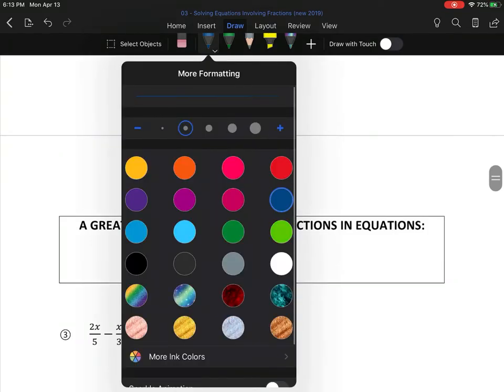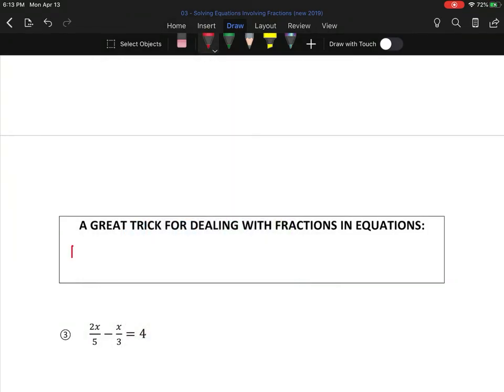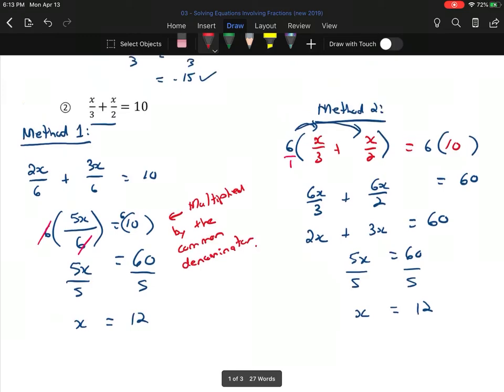And how do we clear fractions out? Here's a great trick for dealing with fractions and equations. Multiply, I'm going to include an extra detail here, everything, multiply everything by the common denominator. It's a great way to handle these situations. It just streamlines the process a little bit.